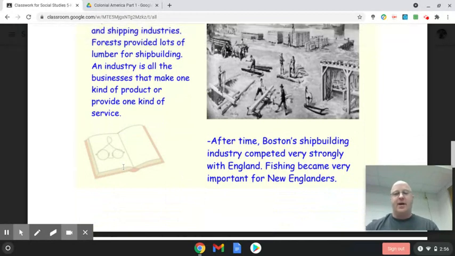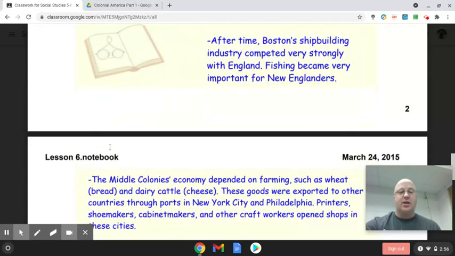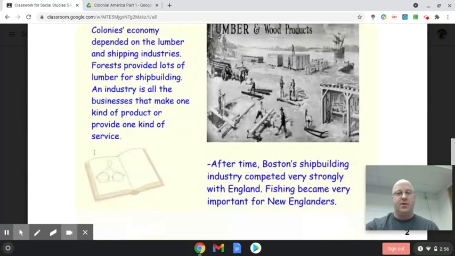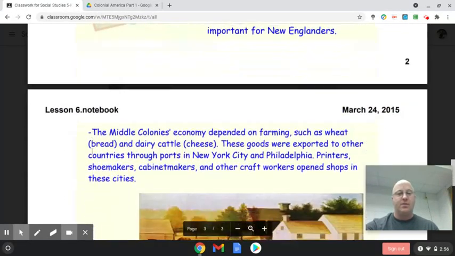And after time, Boston's shipbuilding industry competed very strongly with England, and fishing became very important for Englanders, especially cod. Cod became a cash crop. Yeah, I know cod is a type of fish. Fish aren't crops, but it's an example of a cash crop for the New England area. So cod became a big one.